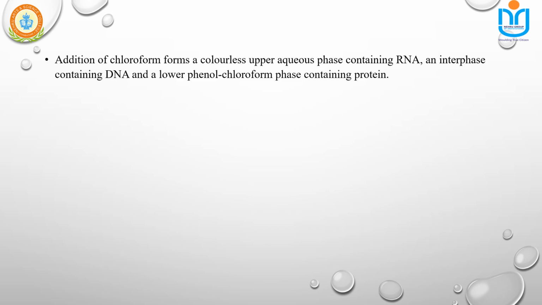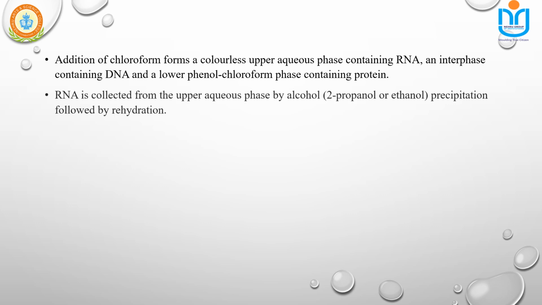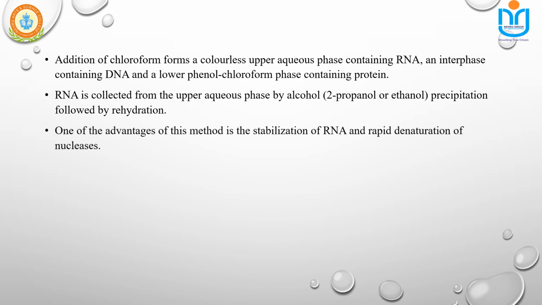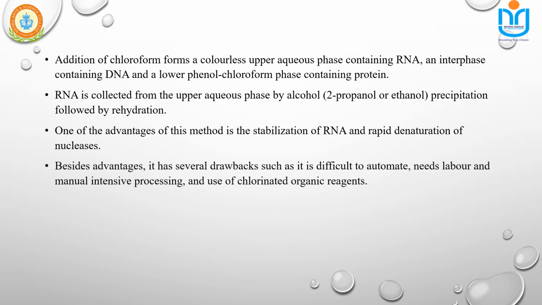Addition of chloroform forms a colorless upper aqueous phase containing RNA, an interphase containing DNA, and a lower phenol chloroform phase containing protein. RNA is collected from the upper aqueous phase by alcohol precipitation followed by rehydration. One of the advantages of this method is the stabilization of RNA and rapid denaturation of nucleases. Besides the advantages, it has several drawbacks, such as it is difficult to automate, needs labor and manual intensive processing, and use of chlorinated organic reagents.